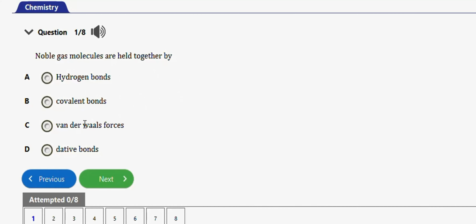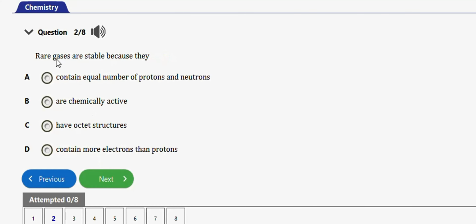bonds, covalent bonds, van der Waals forces, dative bonds. So the right option is option C, van der Waals forces. Van der Waals forces are weak forces. They are intermolecular weak forces of attraction. So they hold noble gases together. Next question will be this one.